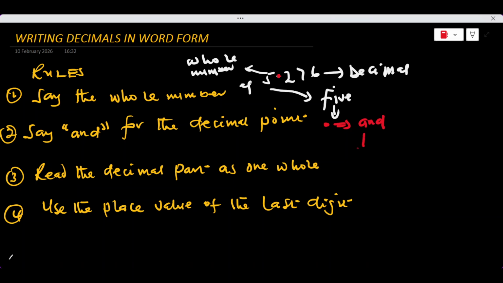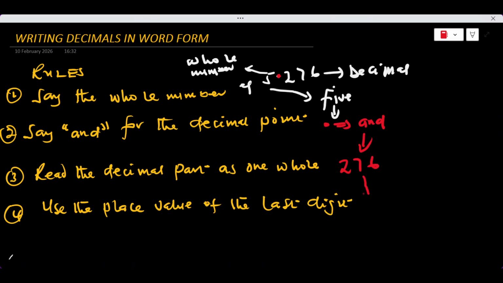And then this will lead us to the third rule, which says read the decimal part as one whole. We know that this decimal fraction has place values. 2 is at the tenths place or position. 7 is at the hundredths position. Then 6 is at the thousandths position. So what it's saying is that when you are coming to write it in word form, you don't say 2 tenths, 7 hundredths, 6 thousandths, but rather you read them as a whole. So it will be read as what? 276. I hope that is clear.